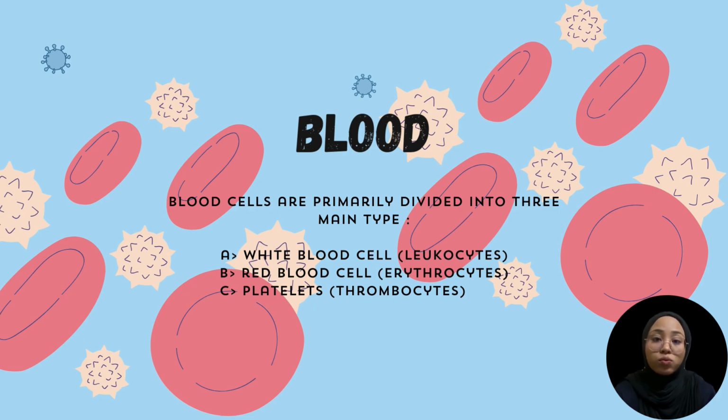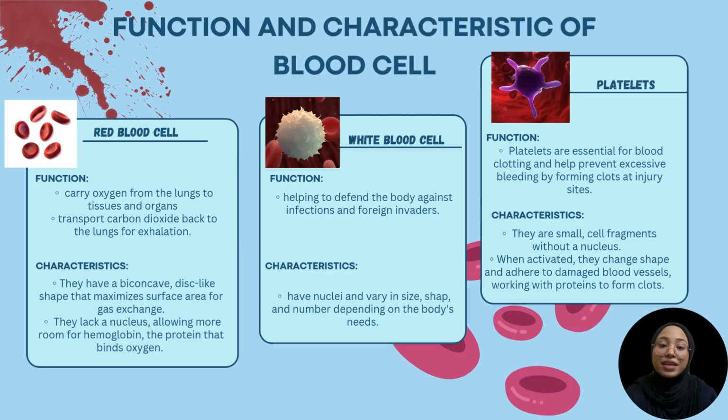So here I want to continue to present about blood. We used to know that blood has three main types, which are white blood cells, red blood cells, and the last one is platelets. Okay guys, these types of blood have their own function and characteristics.